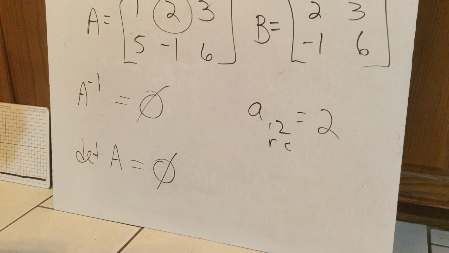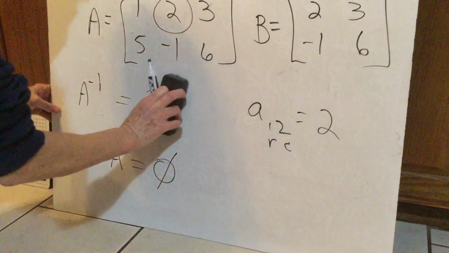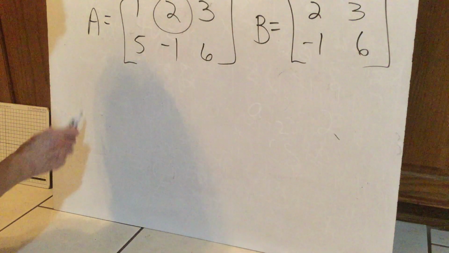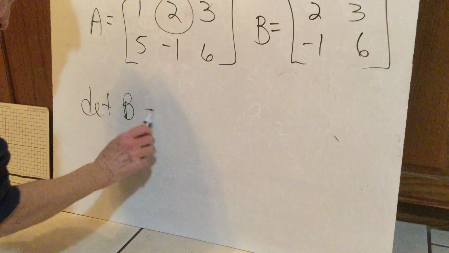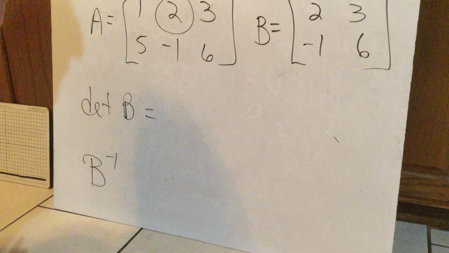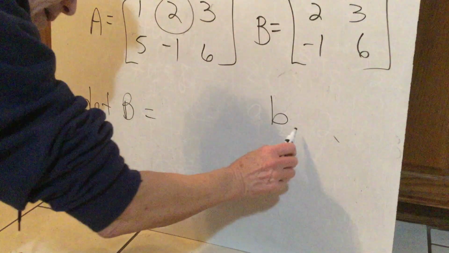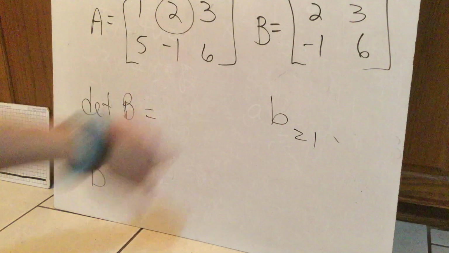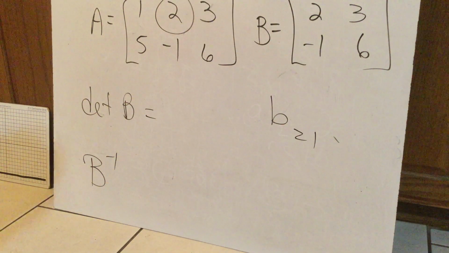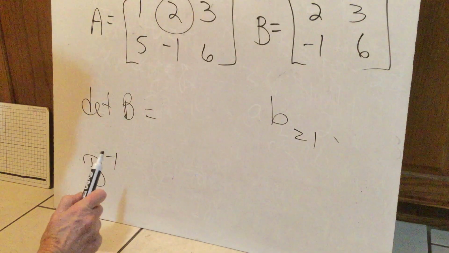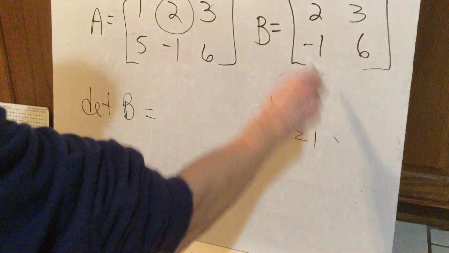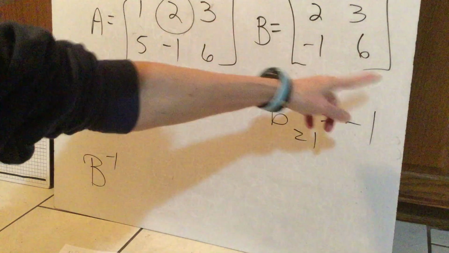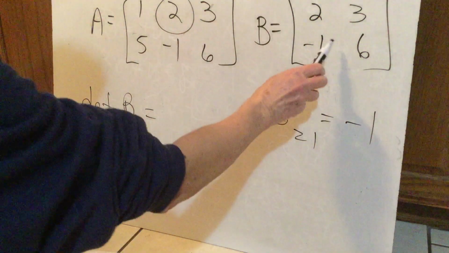Okay? Now, let's answer the exact same questions with matrix B. So in other words, we're going to find the determinant of B. We're going to find the inverse of B, and let's do B sub 2,1. Okay? So we'll go ahead and do this one first because it's so easy. So B sub 2,1 means go to matrix B and find the entry that is in the second row, first column. So that is -1. Second row, first column. That's this guy right here.